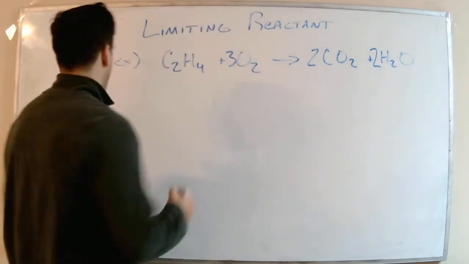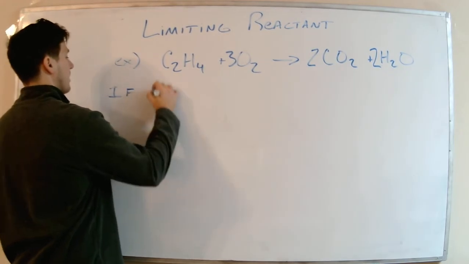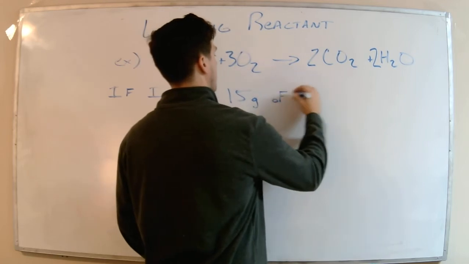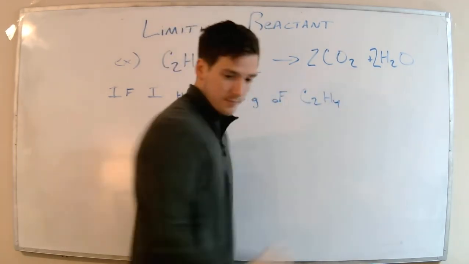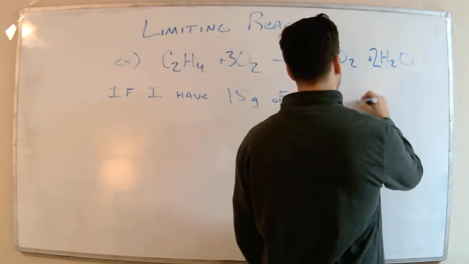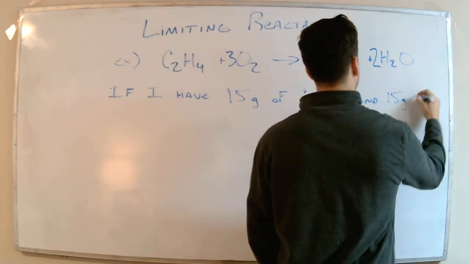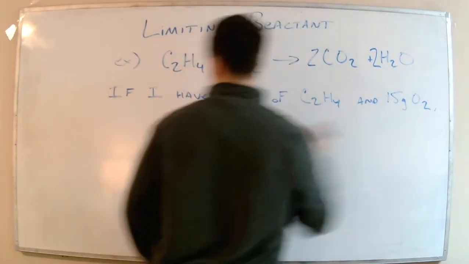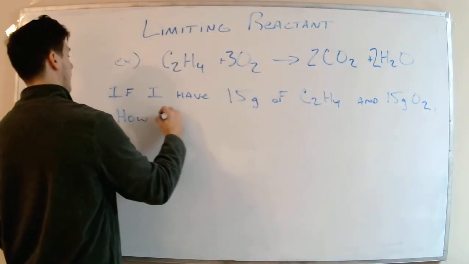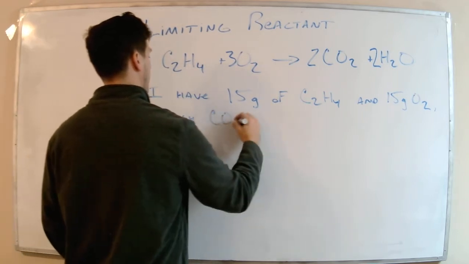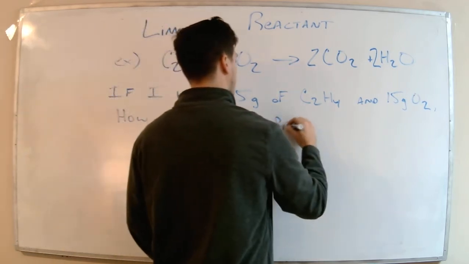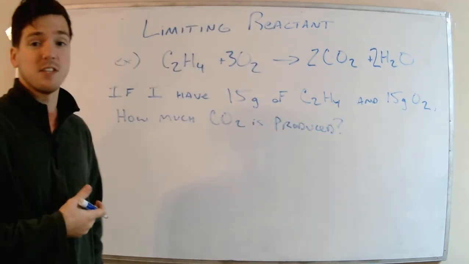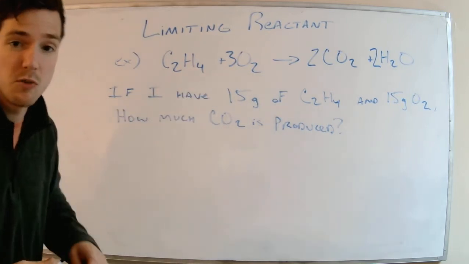Anyway, my question is, if I have 15 grams of C2H4 and 15 grams of O2, how much CO2 is produced? Once again, if I have 15 grams of C2H4 and 15 grams of O2, how much CO2 is produced?